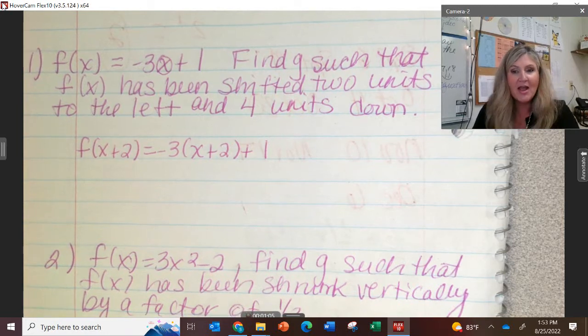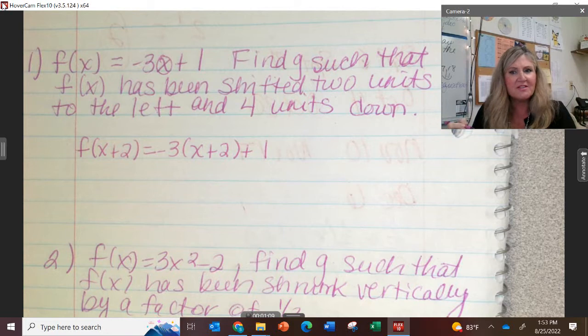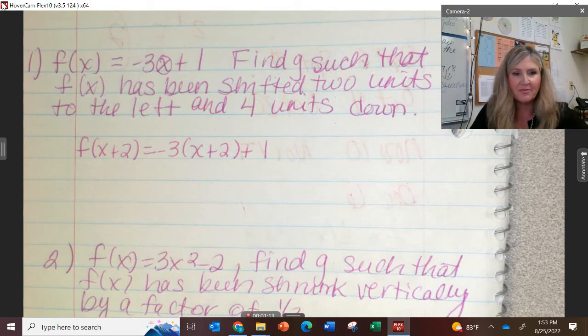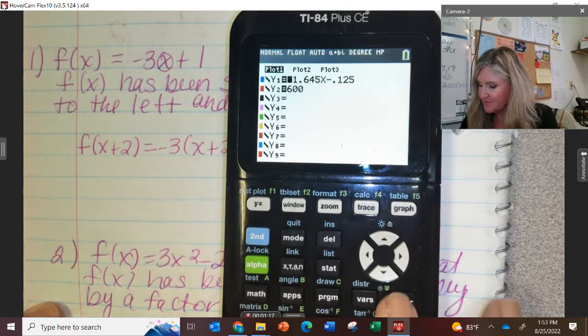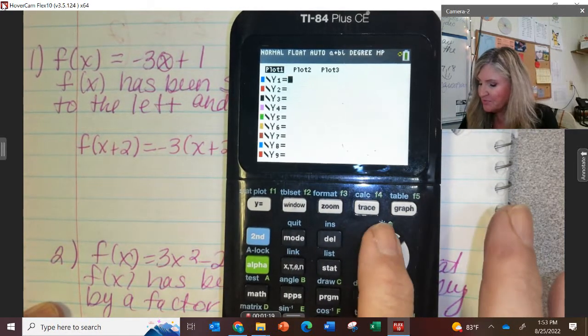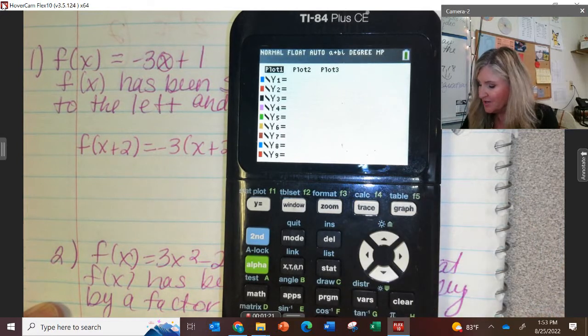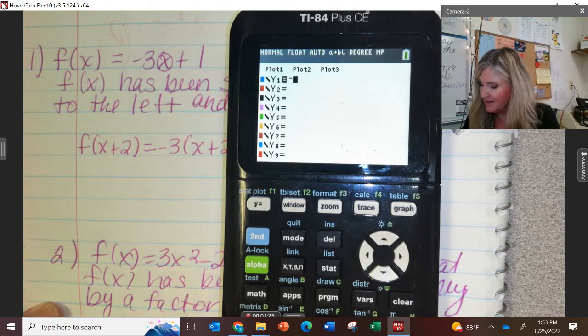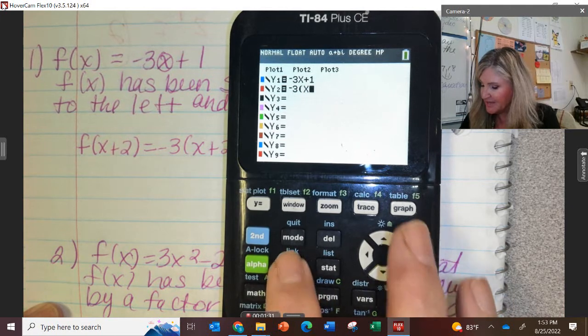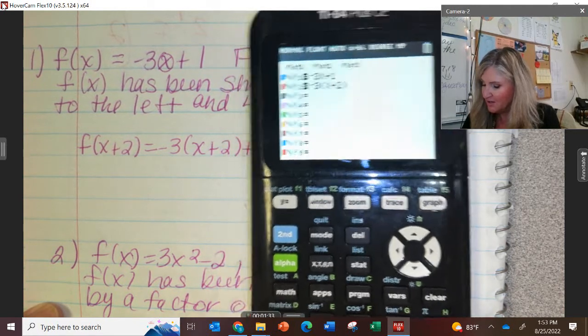Okay? Remember how with x's, it's kind of like the opposite of what you would think. If you're going to the left, you almost feel like it should be x minus 2, don't you? But that's not really true. Let's look at it on the calculator. And I've told you guys how you really want to practice with the calculator too, because it just helps you so much on the ACTs and everything. Negative 3x plus 1. Now watch, negative 3 parentheses x plus 2 plus 1.